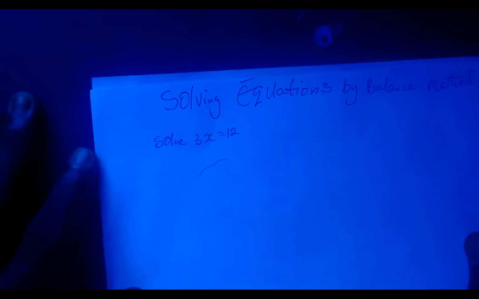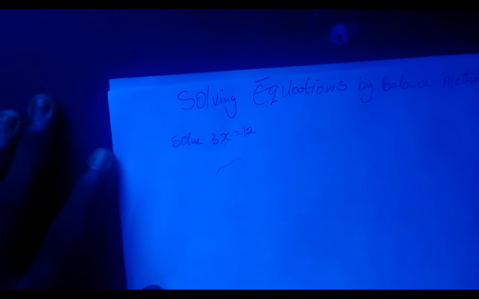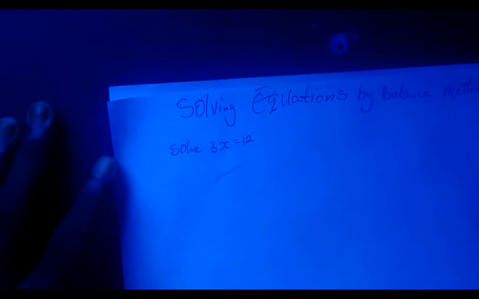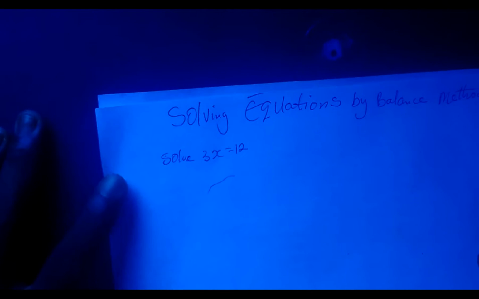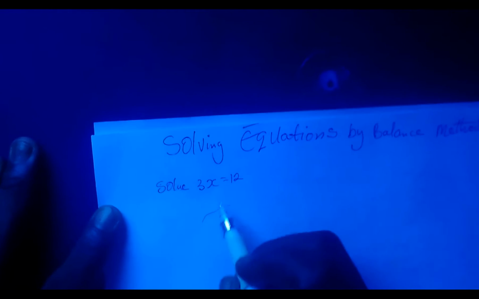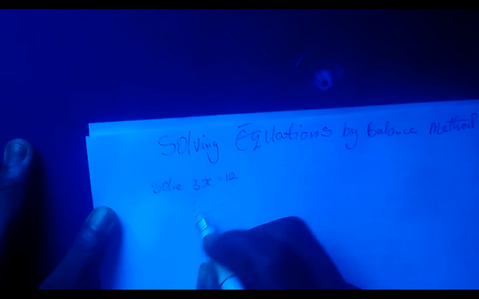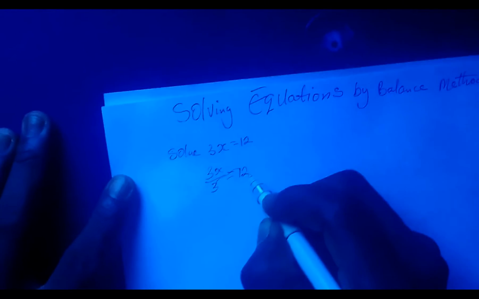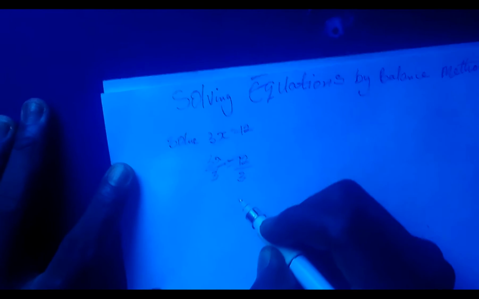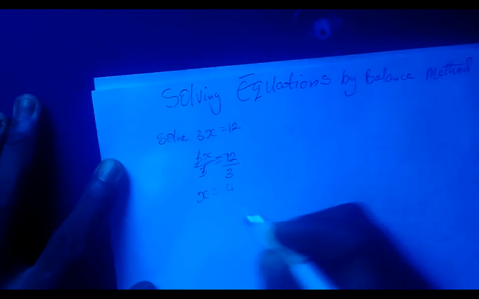First example, you have to solve 3x = 12. So 3x here is common in this equation. What to do is divide both sides of this equation by 3. So that is 3x divided by 3 is equal to 12 divided by 3. Now 3 goes into 3, you're left with x, which is equal to 4.